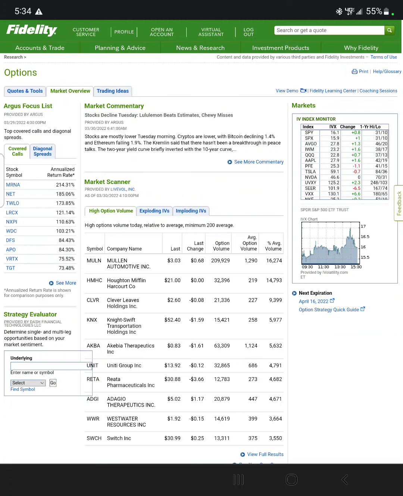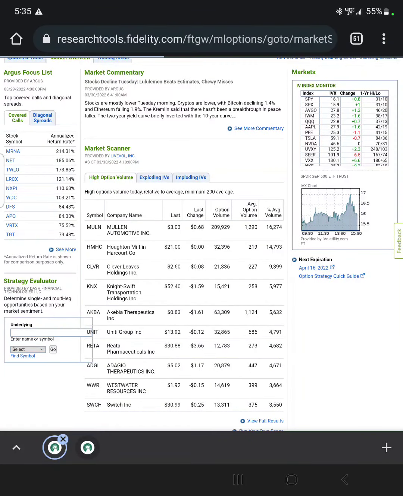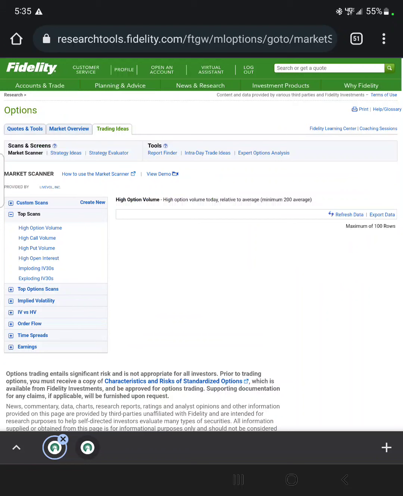Or my favorite is this one, high option volume. So what stock items or tickers out there have seen the most amount of option contracts for some odd reason? Don't know why. Wink, wink. So let's see. If you go down here, you can see the view full results.